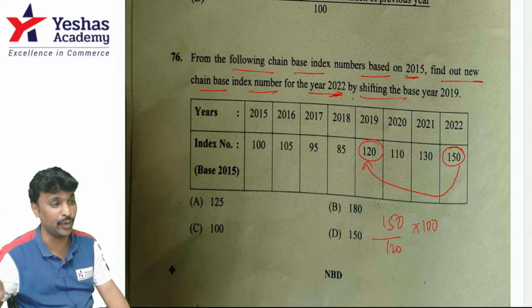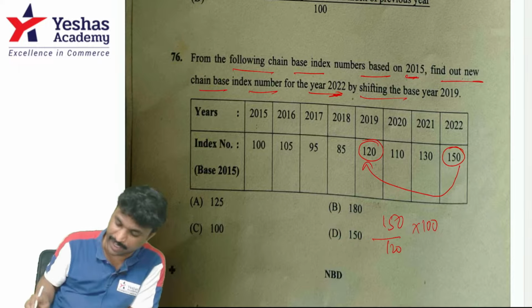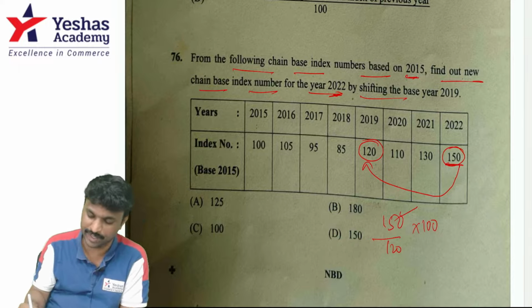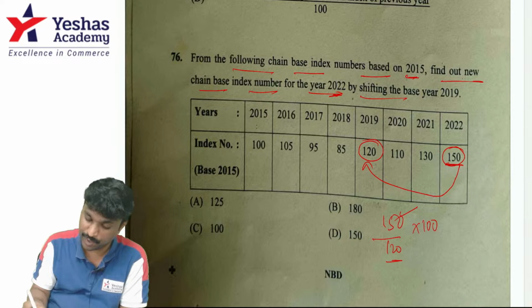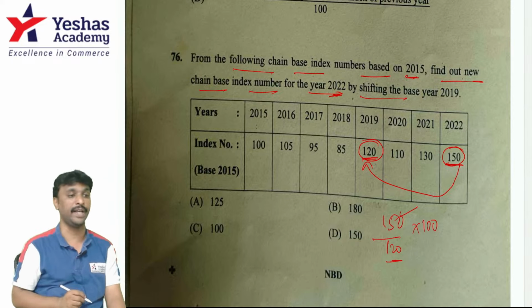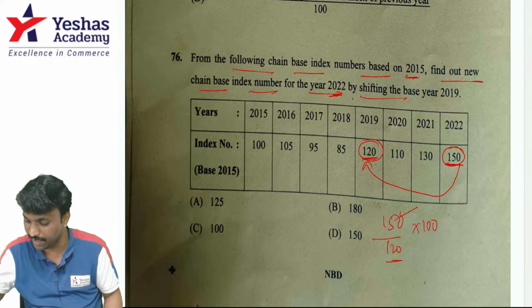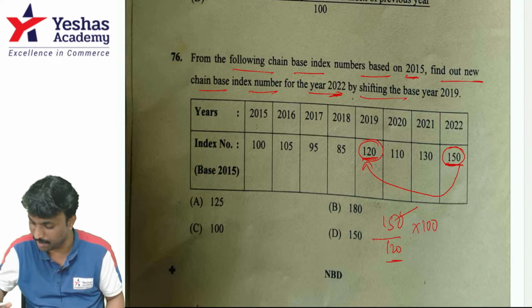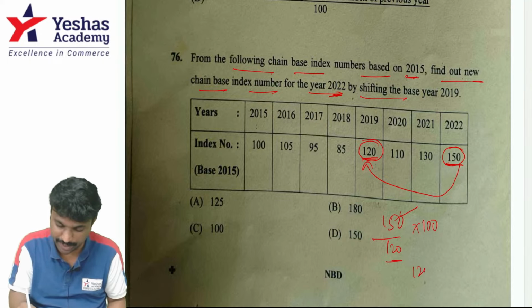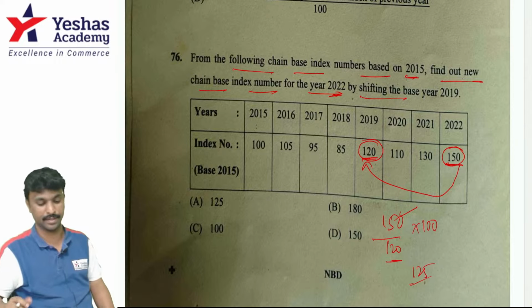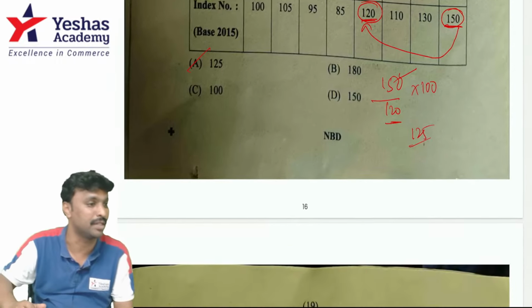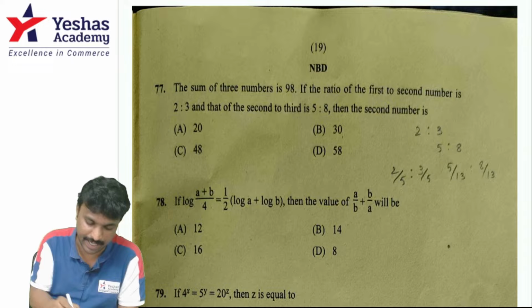You are shifting 2022 to 2019. So original price index is 150, that should be the numerator. Index number of the year to which it has to be shifted is 120 into 100. So 150 divided by 120 into 100, that fetches me 125. Option A is the right answer. Have you understood? Guys, 77th question.